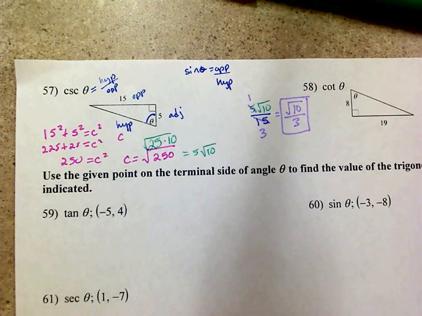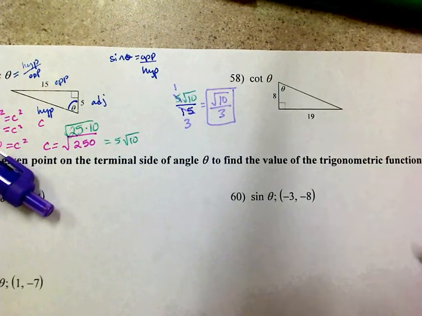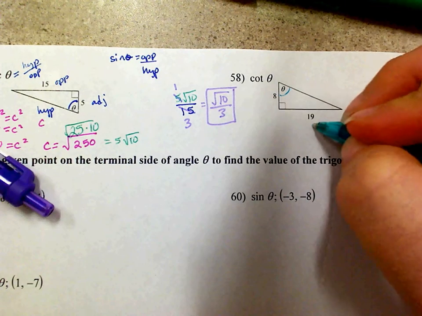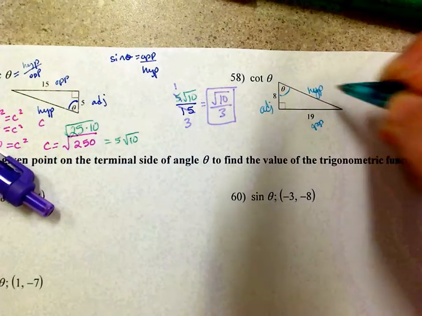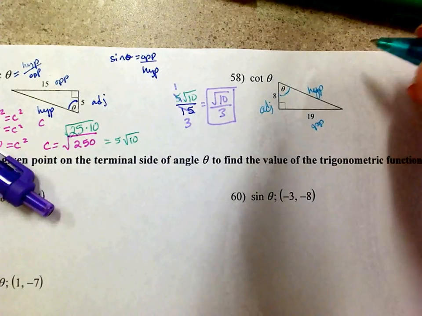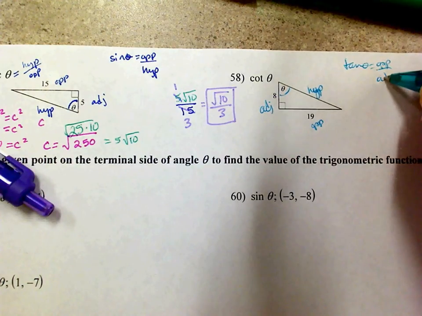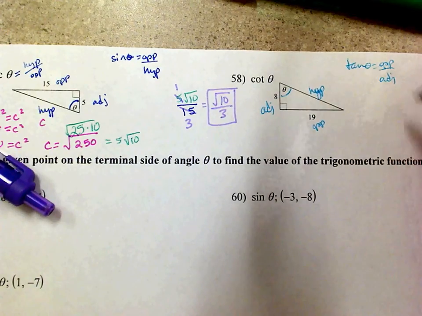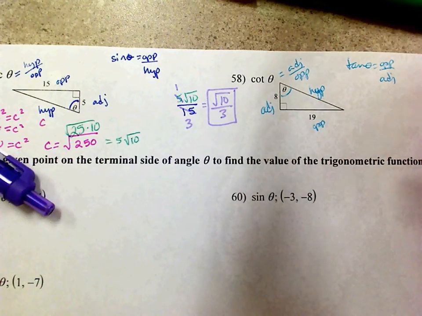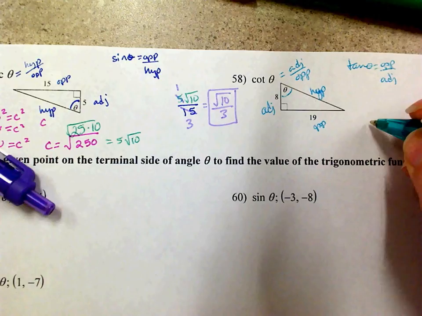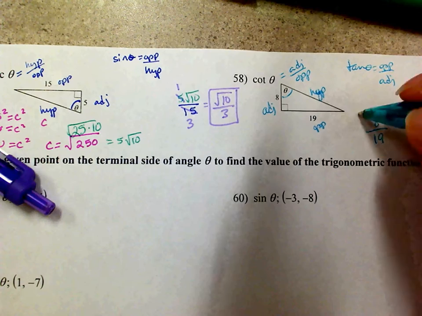Okay, on the next problem, it asks for cotangent of theta. And again, I'm going to think about what I have. I have opposite, I have adjacent, and I do not have the hypotenuse. But first I've got to decide if I need it. Cotangent is the reciprocal of tangent, and tangent is opposite over adjacent. So that means cotangent is adjacent over opposite, which I have both. So adjacent is 8, opposite is 19. 19 is prime, there's nothing that divides out, so we're good.